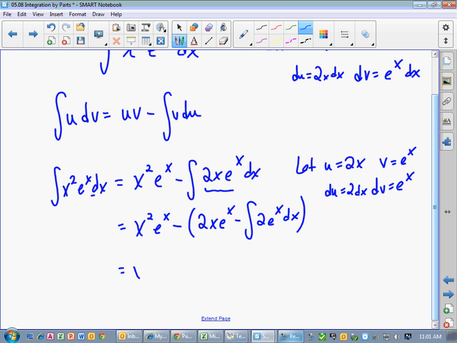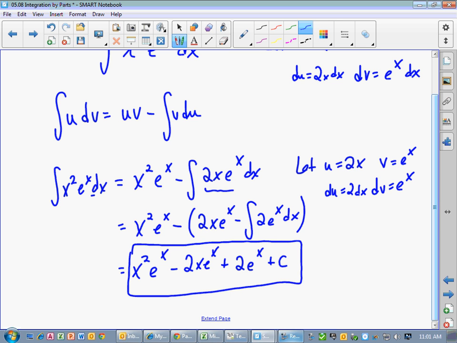And so we have x squared e to the x minus, I'm going to distribute this negative. I put parentheses on purpose, by the way. That's because this minus, I'm subtracting whatever this integral is. And this integral is this integration by parts again. And so I'm going to distribute that negative. So I have 2x e to the x minus, a minus is a plus. And the integral of 2e to the x, well, that's just 2e to the x plus c.